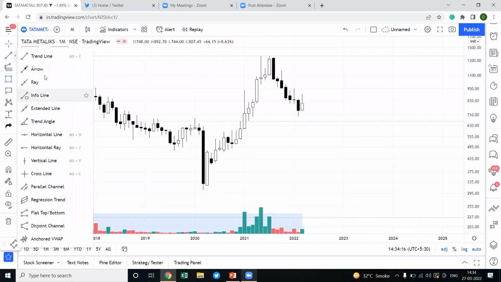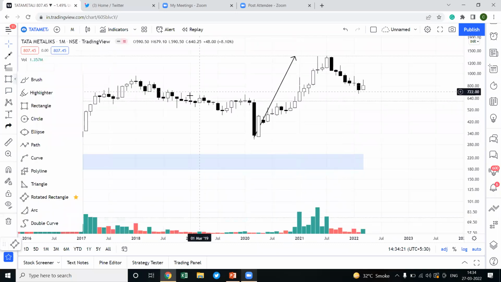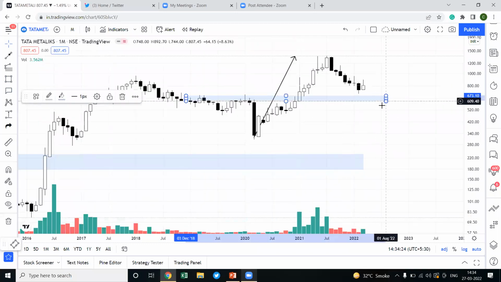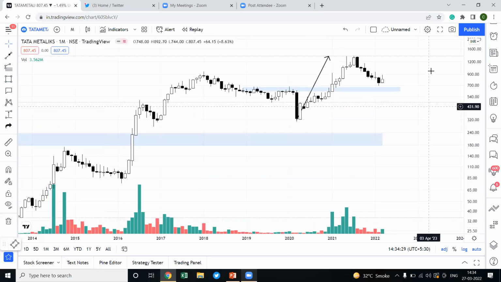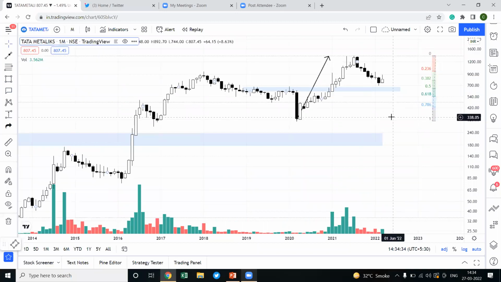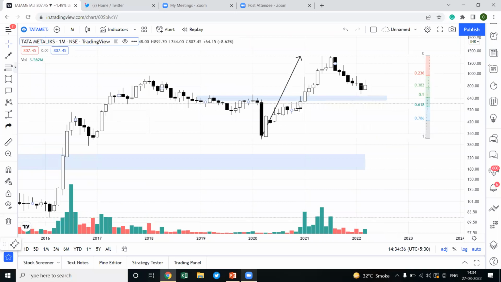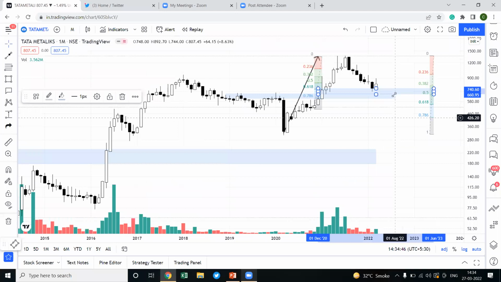From this particular level, it started its upward journey from the 300 levels, and this will become a support level. So we'll try to make the Fibonacci levels to see at what levels it might find some support. Over here, this is a particular Fibonacci. So Tata Metaliks has a support level at 675 to 750.